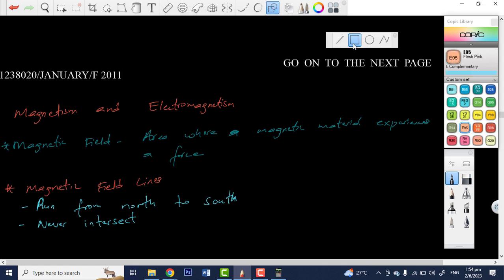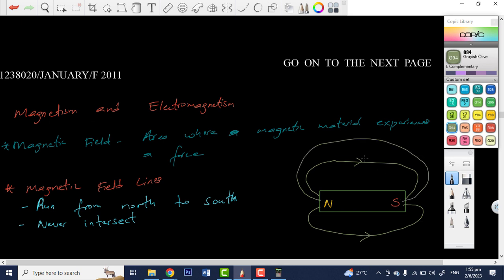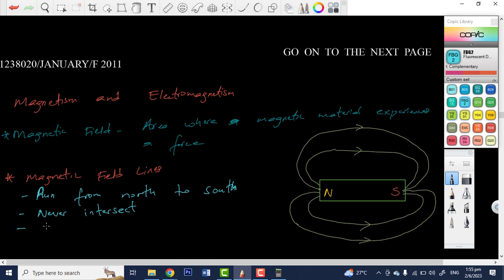And we also need to know how to draw the magnetic field lines for a bar magnet. So this is a bar magnet like that. We need to be able to label one pole as a north pole and the other as a south pole, right? As I said, the magnetic field lines always run from north to south. So we can show that as going from north like that to south, and we use the arrow to show. And put another one, right? And we go from north to south, and notice that they never intersect, right?